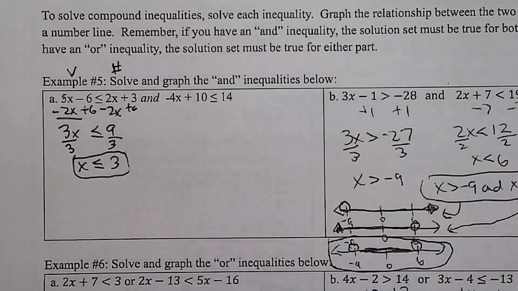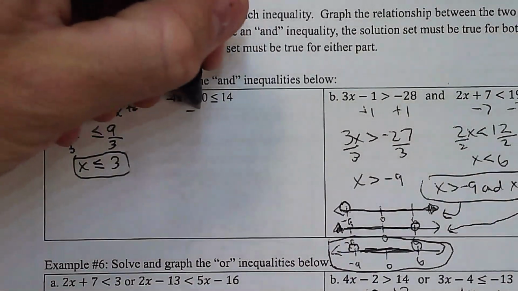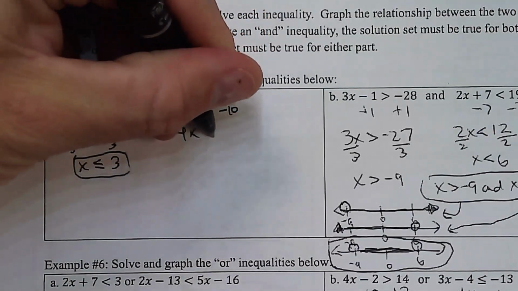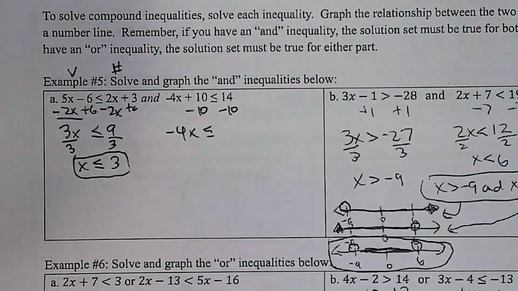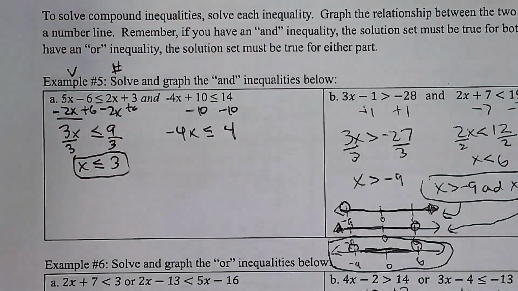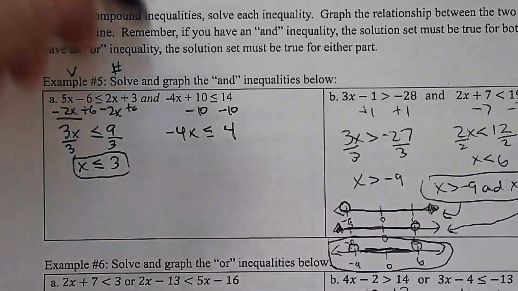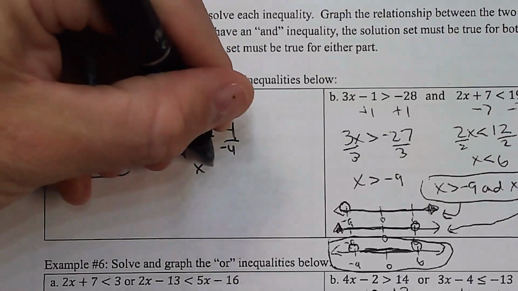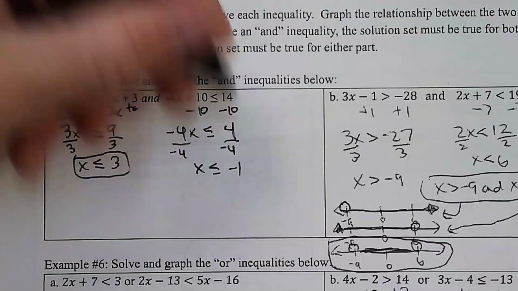All right, Cadence, tell me on the next one, what do I do first on the next one? Yes. I picked on you for a reason. What's 14 minus 10, Cadence? Yes. Cadence, what do I do next? Good. So my answer will be x is less than or equal to -1, correct?